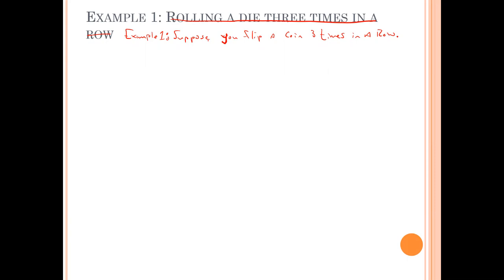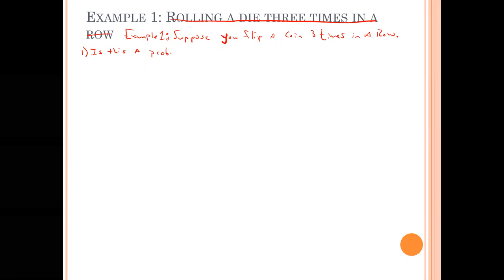All right. So suppose you flip a coin three times in a row. I've got a bunch of questions for this. The first thing: is this a probability experiment? Look back in the notes. There were two requirements. Does anybody remember what the two requirements were that I started with about 20 minutes ago, about what makes a probability experiment?